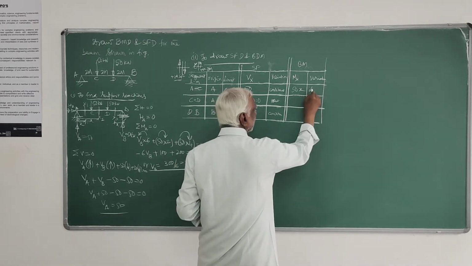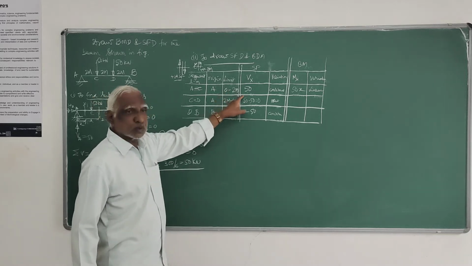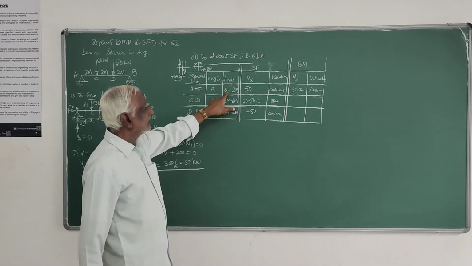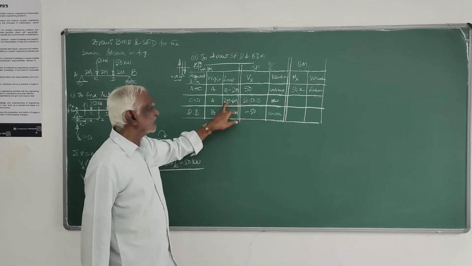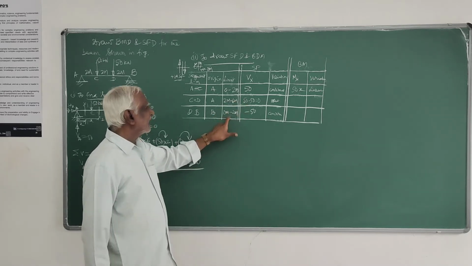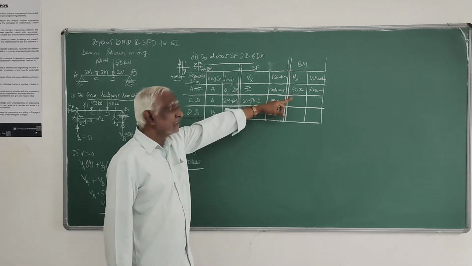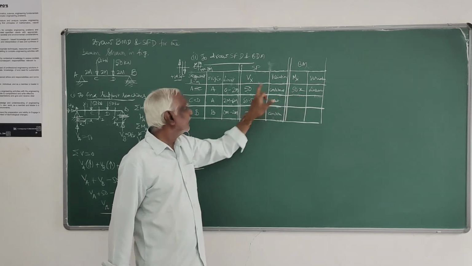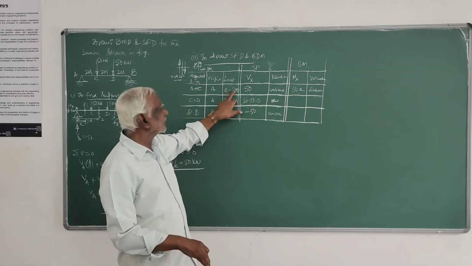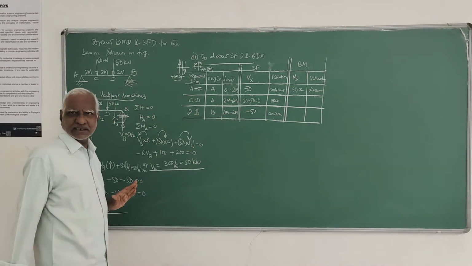This equation is of the form y equals mx, so the variation is linear. From x equals 0 to 2, it is linear. Here 0 to 2, constant. Here it is 2 to 4, 0. Here 0 to 2, this is constant. Here it is linear. If you put x equals 0, it is 0. If you put x equals 2, it is 100. 0 to 100, it is linear variation.